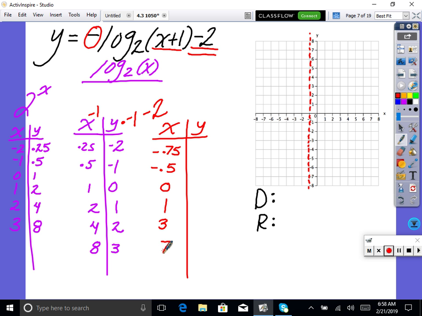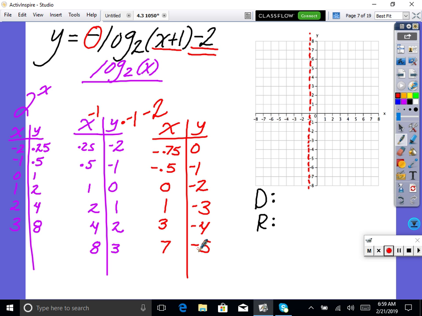-2 times -1 is 2. And then minus 2 would be 0. -1 times -1 is 1. Minus 2 is -1, isn't it? 0 times -1 is 0. Minus 2 is -2. 1 times -1 is -1. Minus 2 is -3. 2 times -1 is -2. Minus 2 is -4. And then last, 3 times -1 is -3. Minus 2 is -5, isn't it?